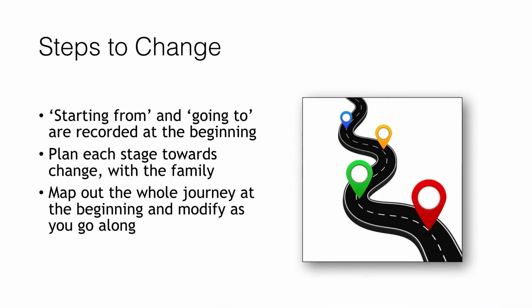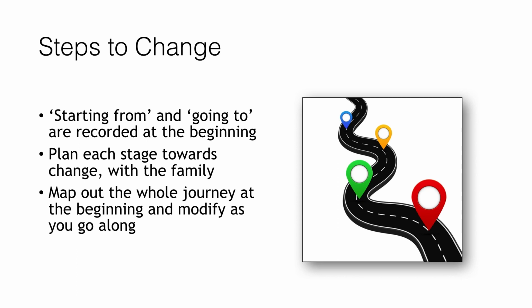In section 5, we focused on how to use the steps to change. Described as a journey from not good enough to good enough, the steps to change tool should be used to prepare beforehand and map the journey from 2 to 8 with a family. We used the analogy of a journey and how you'd use a route planner for a car journey. You would be clear of your starting point and your destination.